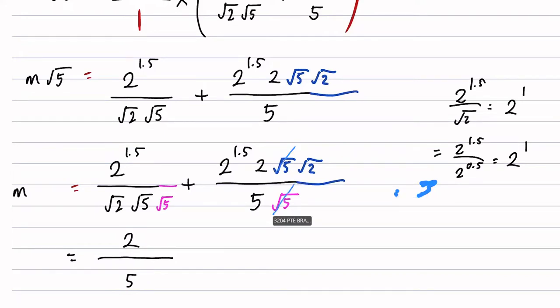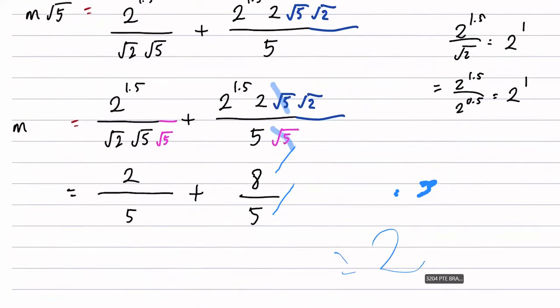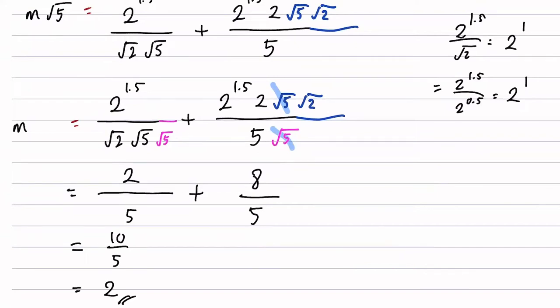That's 2/5 plus, let's take a look. Here you got 2 power 1.5, here you got square root 2. What's that? That is 2 to the power of 2, which is 4. Then you times 2, 8, so it's 8 over 5. What happens to the square root of 5? Cancel off. Exactly. Then 2 over 5 plus 8 over 5, 10 over 5, equals 2.